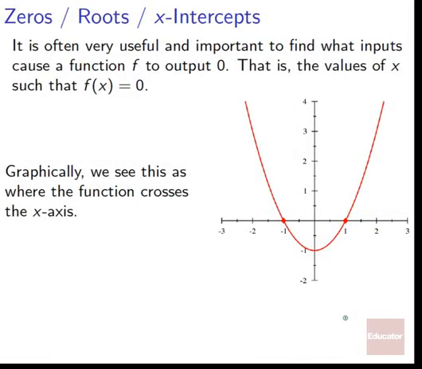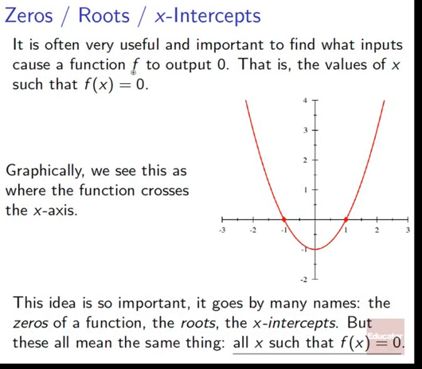It's often really useful and important to find what inputs cause a function to output 0. So if we've got some function f, we might want to know what can we put into f that will spit out 0. That is the values of x such that f of x equals 0. Graphically, remember f of x is always the vertical component. The outputs come from the vertical. So if our outputs are coming from the vertical, then 0 is going to be the x-axis. We have a height of 0 here. So graphically, we see this as where the function crosses the x-axis. Our crossing of the x-axis is where f of x equals 0.